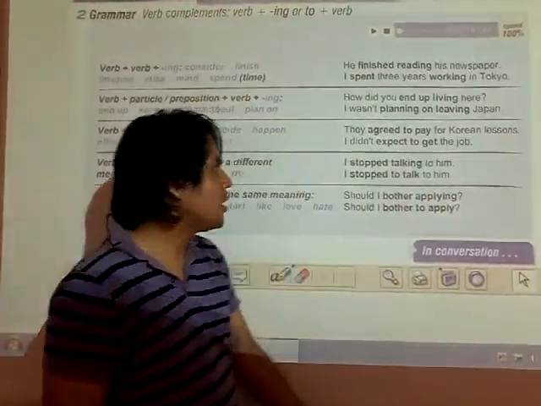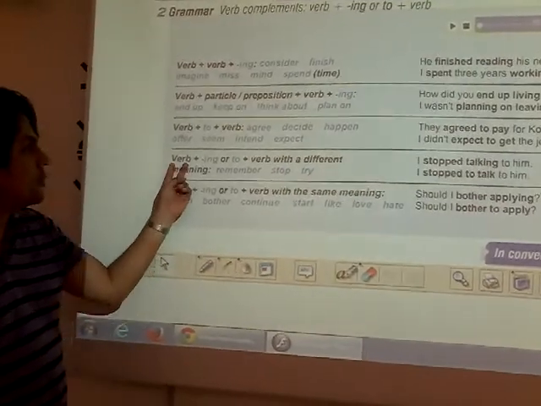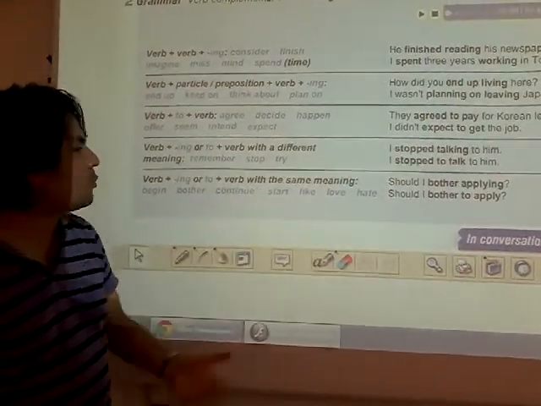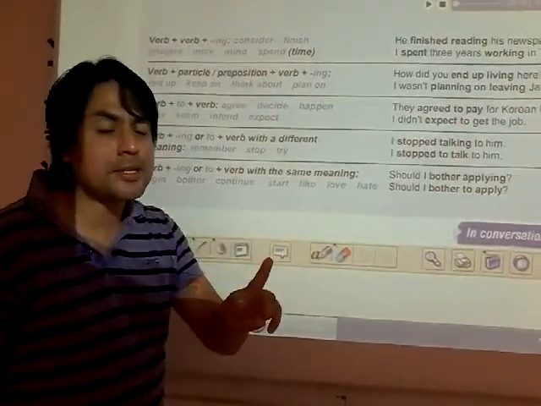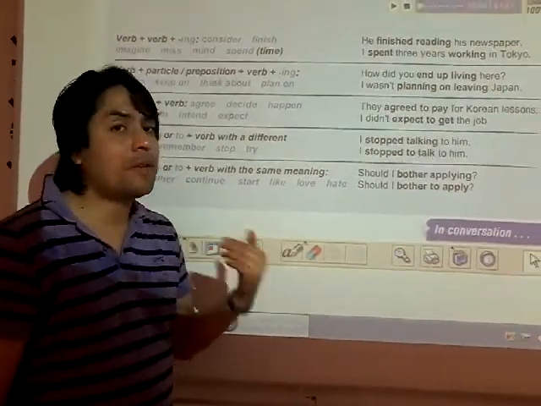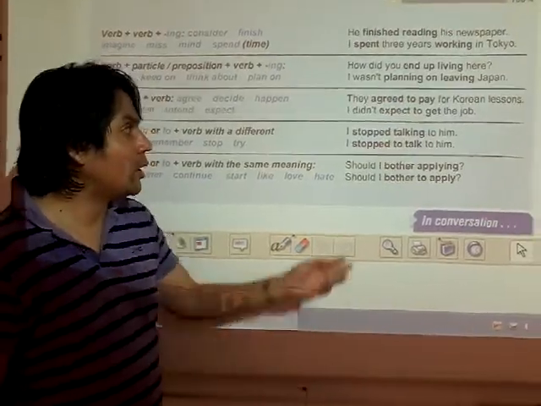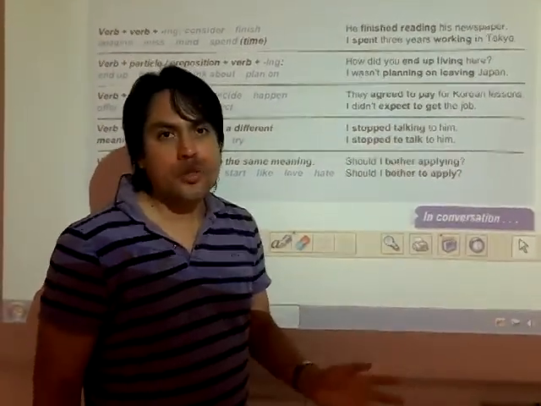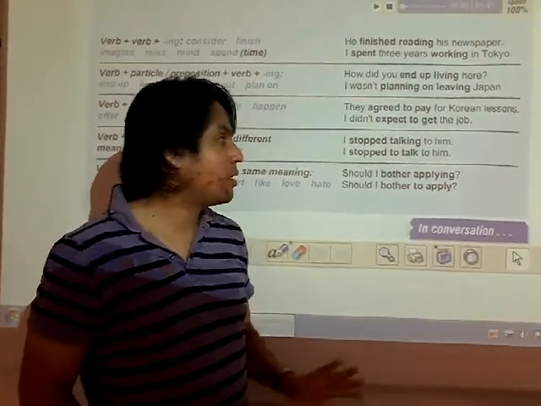That's the reason. Then we have these verbs plus ing or to plus verb with different meanings. So you can use both ways, but if you use one of them, the meaning is going to change. Like I can say I stopped talking to him, or I can say I stopped to talk to him. So both are correct.